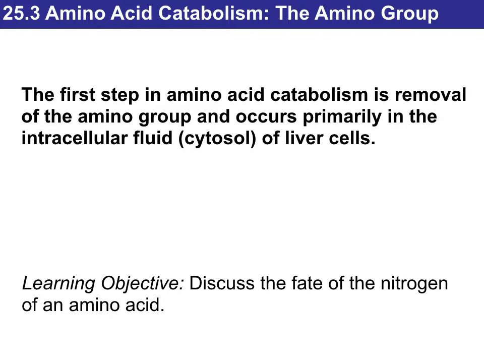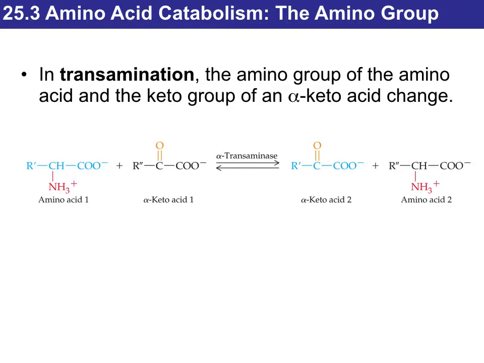group, and that can take place here in the cytosol of the liver cells. Now, I'm omitting a lot of the reaction. You just need to know what transamination is. Transamination means that the amino group of the amino acid and the keto group of the alpha keto acid are going to switch places. If you see here, amino acid 1, alpha keto acid 1, there is an enzyme called alpha transaminase. It's going to replace those, so you get alpha keto acid 2 and another amino acid, number 2.